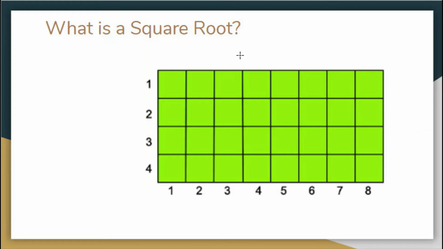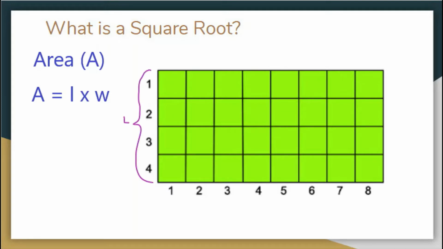Let's start by looking at this rectangle. If I was going to find the area of this rectangle, I know that the area, or sometimes shown as A on a formula sheet, means that the area for this rectangle is area equals length times the width. So if I look at this rectangle, I can see that I have a length of 4. I have 4 units, 1, 2, 3, 4, and I have a width, or how wide it is, of 8. I have 1, 2, 3, 4, 5, 6, 7, 8 units.